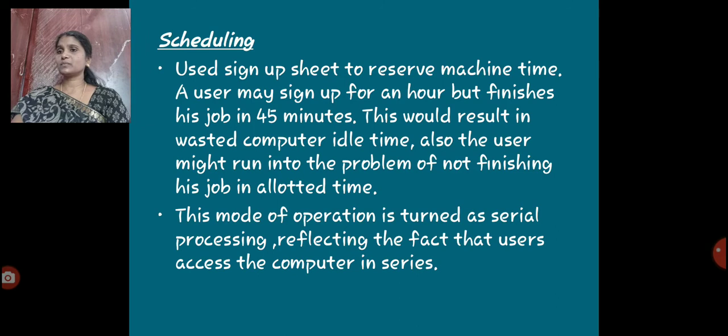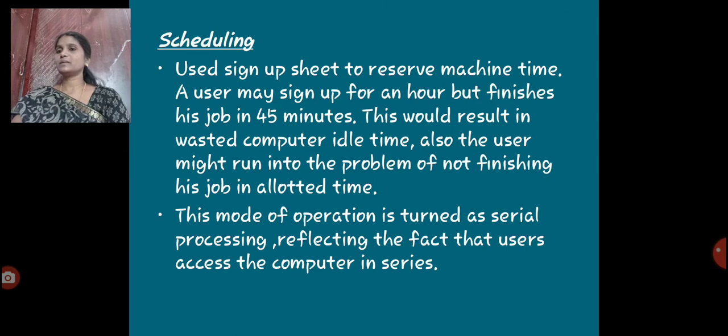There are two concepts involved in serial processing. The first one is scheduling. Scheduling is when a job is about to use a computer system, the job has to reserve the time for using the computer system. So getting the time, or reserving the machine, is called scheduling. The task of reserving the computer machine is called scheduling. They used a sheet called a sign-up sheet to reserve the machine time, right? The user will sign up for the reserved time, and the whole time he has to use.